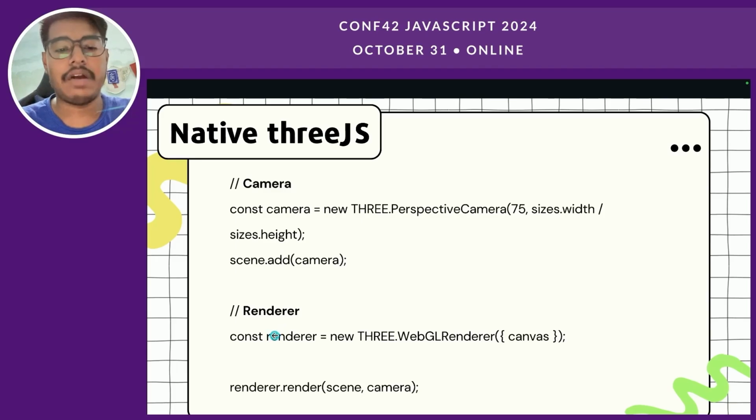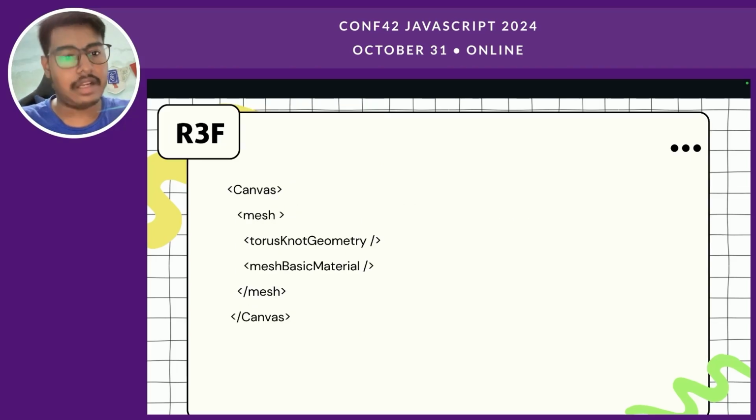And at last, we have one renderer, which takes the canvas as input. And then on that canvas, it renders our scene with the viewpoint of the camera. So this is the amount of code we need in order to create a small 3D scene. Let's see how this can be done in React Three Fiber. And yeah, that's all the code you need in order to replicate everything that we have seen in the past three slides. So let's talk about this one by one. Canvas is a component that we'll be importing from React Three Fiber.